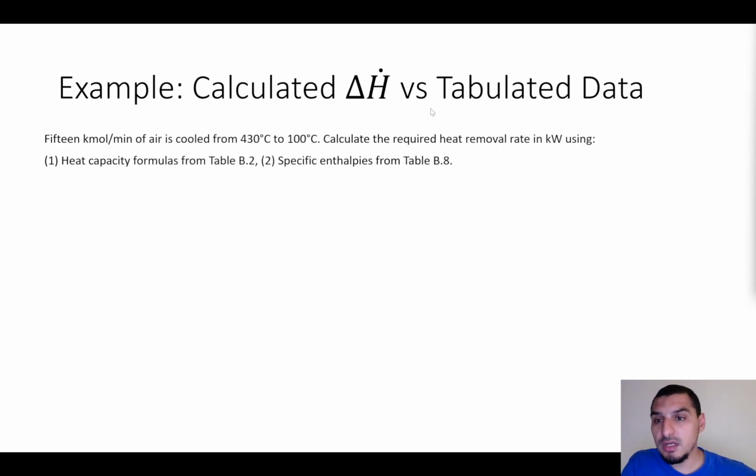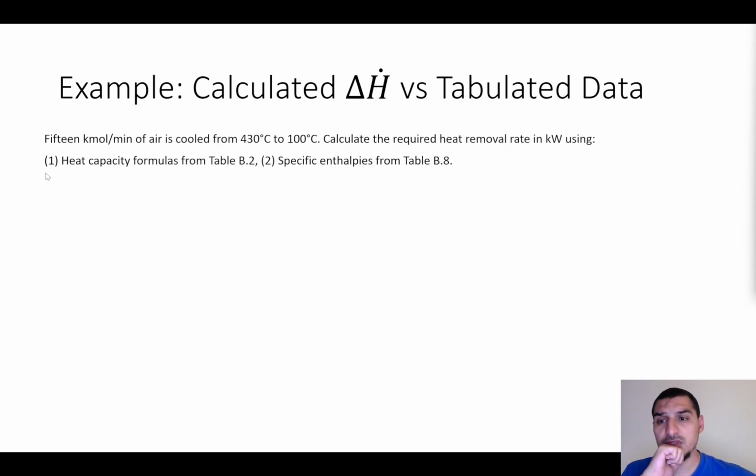So we have here 15 kilomoles per minute of air that's cooled from 430 degrees Celsius to 100 degrees Celsius. And we want to calculate the required heat removal rate, how much heat we are going to remove in order for this air to cool down from 430 to 100 degrees Celsius, in kilowatts.